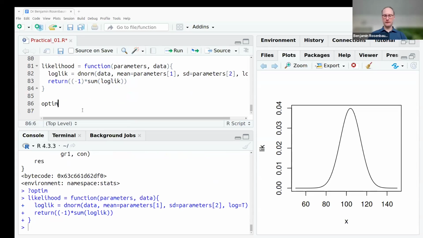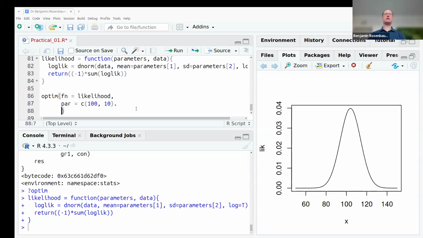And I hope I get this right. So optim, I say fn, so this is the function, is likelihood. I have to supply an initial guess as parameters par. Here we have 2 parameters, so I have to choose 2 values. Let's say, okay, 100 and 10. So 100 is the guess for the mean, and 10 is the guess for the standard deviation. And I have to supply the data.